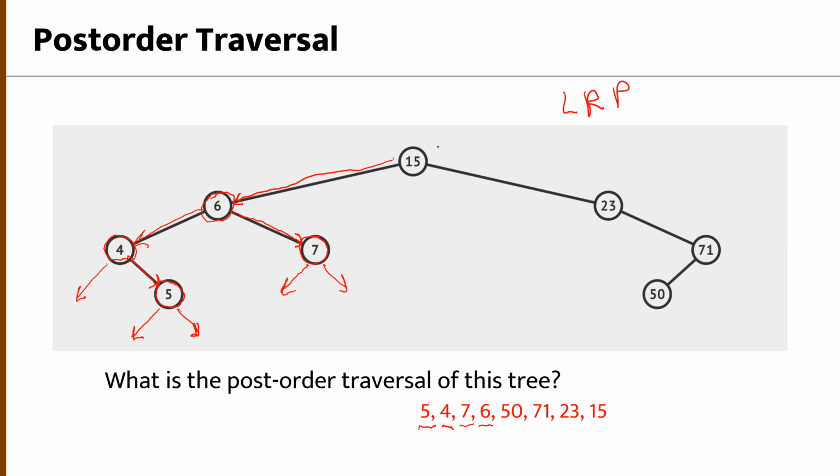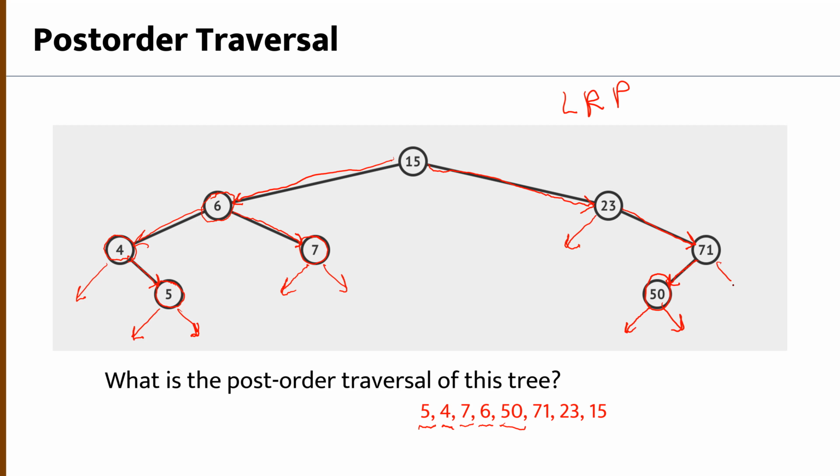Before we can print out 15, we have to visit the right subtree. So we'll traverse right from here. At 23, we have to look left, there's nothing there. And then we'll look at the right subtree where you get 71. At 71, you have to go left first to this 50. And at this 50, we'll go left and right. And finally, you can print out this 50.